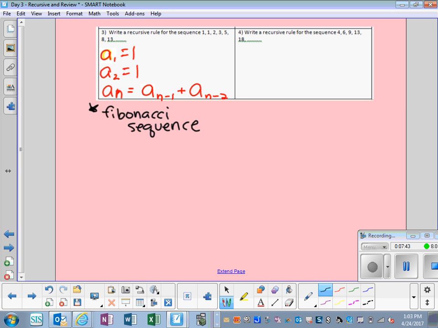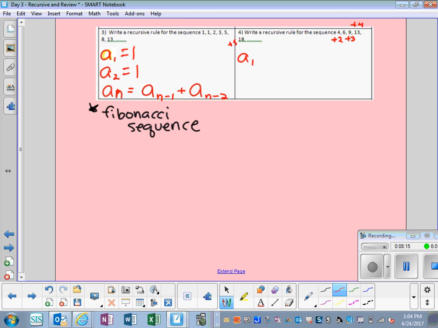All right, so then look at the next one. Write a recursive rule for that one. Do you guys see a pattern? Every time you add, the number that you add by goes up by 1. Okay, so you're starting with 4, right? Then when you go to 6, you did plus 2. The next one is plus 3, and plus 4, and then plus 5. So how would you write that?